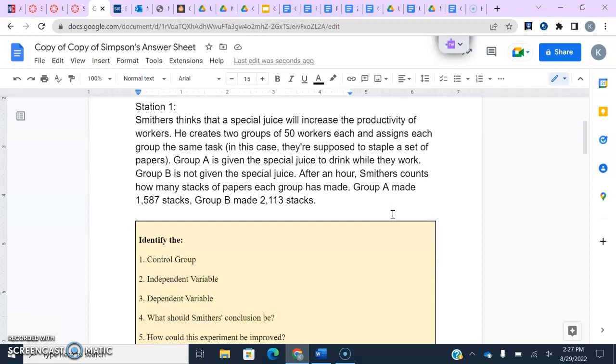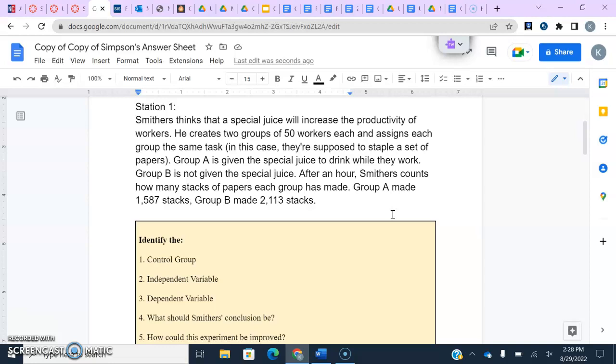Alright, so this is set in the world of the Simpsons, like the yellow people on Fox that has been running forever. So these are those characters that this refers to. So station 1 says that Smithers thinks that a special juice will increase the productivity of workers. He creates 2 groups of 50 workers each and assigns each group the same task. In this case, they're supposed to staple a set of papers. So these 2 groups are stapling papers.